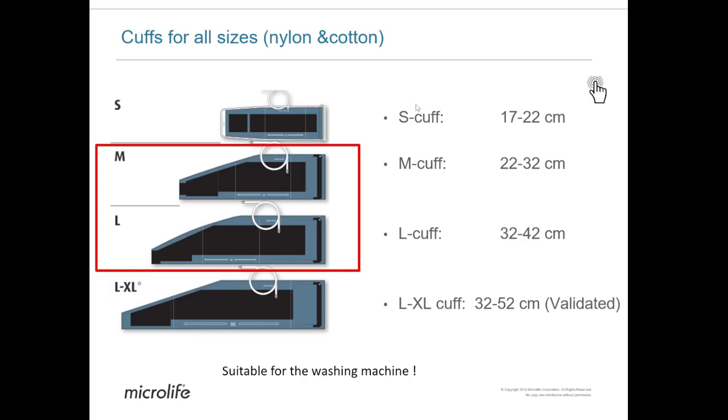There are 4 types of cuffs. This should actually be 14 to 22 centimeter. As you can see, the M and the L cuff are always delivered with the device, and the LXL cuff needs to be purchased extra, and so is the S cuff. The LXL cuff has been separately validated for patients with large arm circumference.